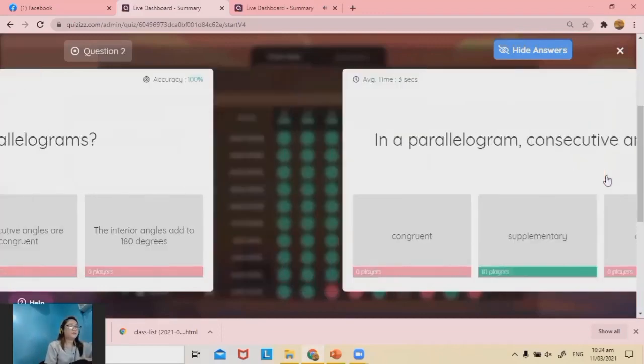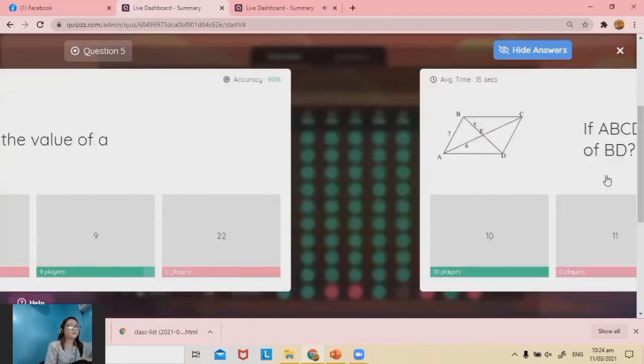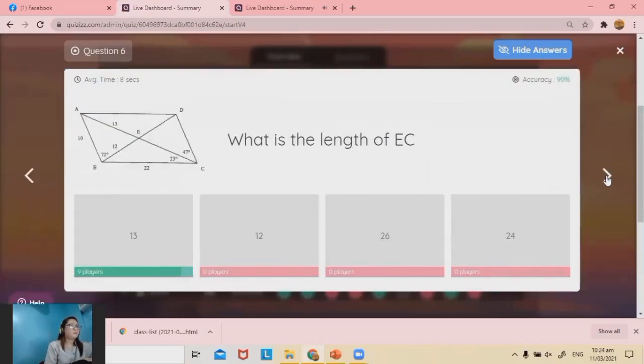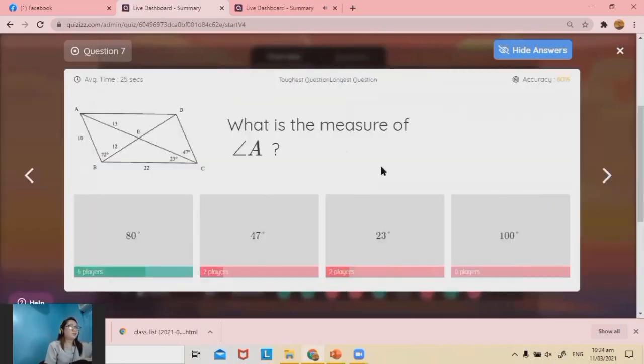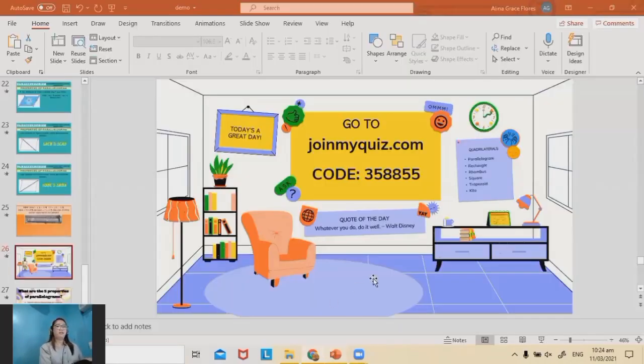Bear with me, okay? This is question number 7, okay? It's all about the measurement of an angle. What is the measurement of angle A? All you have to do here is add 47 plus 23, and that would be 80, and angle C is congruent to angle A, therefore angle A is also 80, okay?